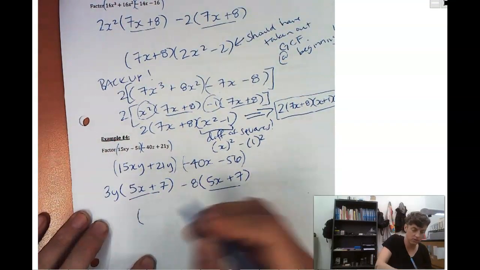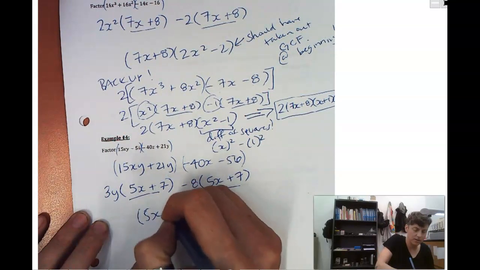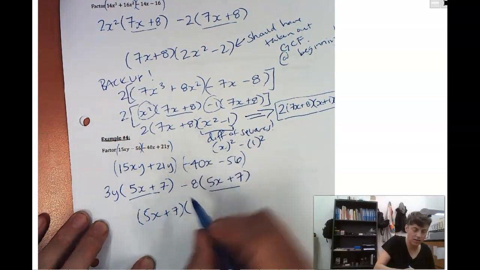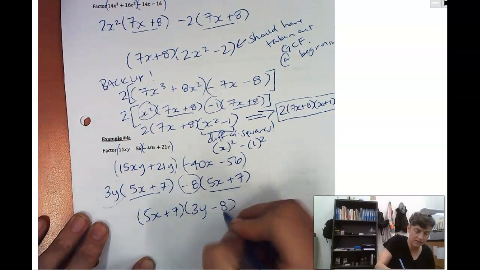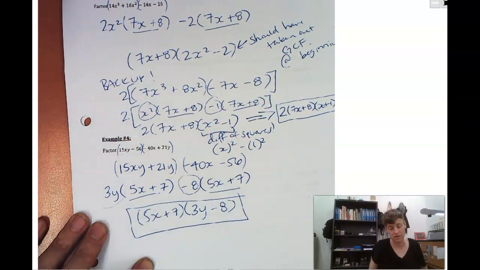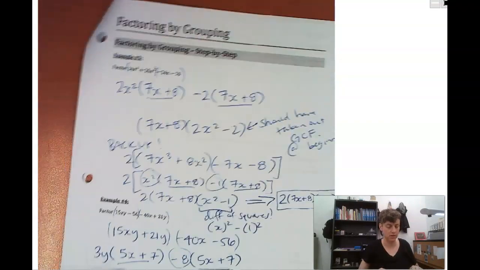So this will factor to the part in parentheses times the greatest common factors, 3y minus 8. And that will be our final answer. Okay.